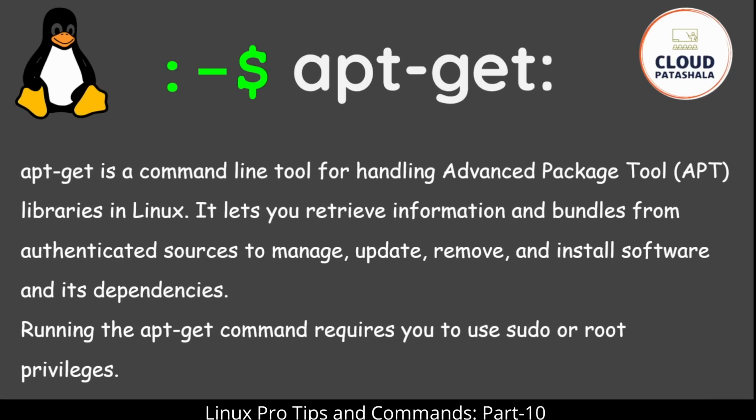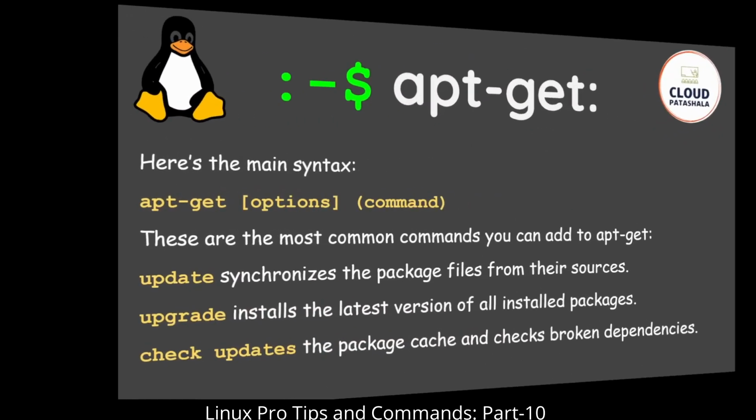The next command that we would be looking into is apt-get. apt-get is a command line tool for handling Advanced Package Tool (APT) libraries in Linux. It lets you retrieve information and bundles from authenticated sources to manage, update, remove and install software and its dependencies. Running the apt command requires you to use sudo or root privileges on the server.